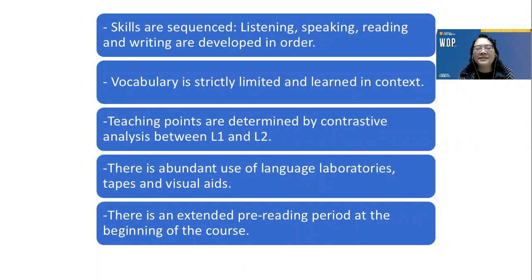Hanul, could you please read for us? Skills are sequenced: learning, speaking, reading, and writing are developed in order. Vocabulary is strictly limited and learned in context. Teaching points are determined by contrastive analysis between L1 and L2. There is abundant use of language laboratories and visual aids. There is an expected pre-reading period at the beginning of the course. All right, thank you, Hanul.